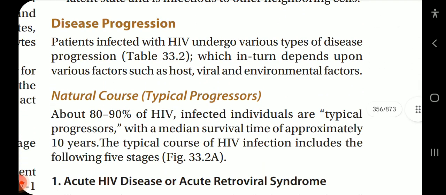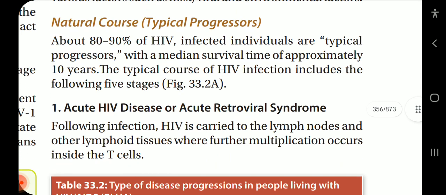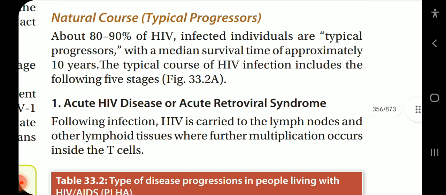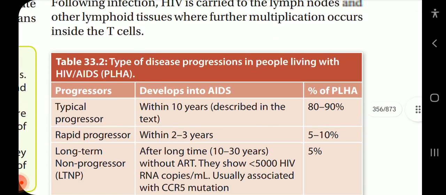The disease progression. Patients infected with HIV undergo various types of disease progression, which is given in the table, which in turn depends upon various factors such as host, viral, and environmental factors. The natural course, or the typical progressors. About 80 to 90% of HIV infected individuals are typical progressors with a median survival time of approximately 10 years. The typical course of HIV infection includes the following 5 stages given in the table.